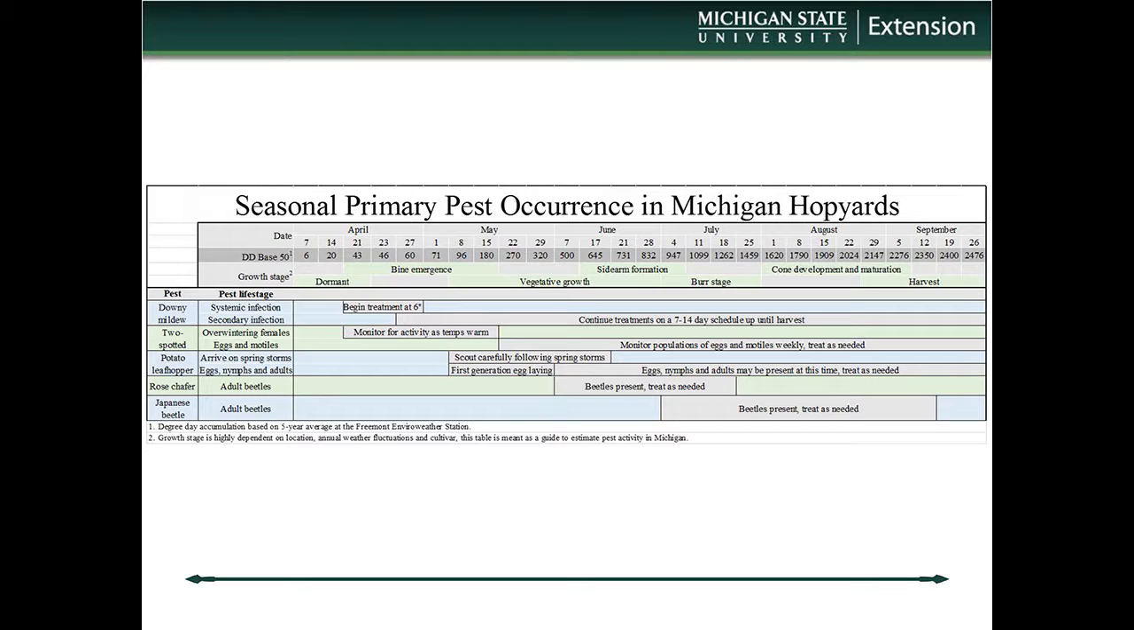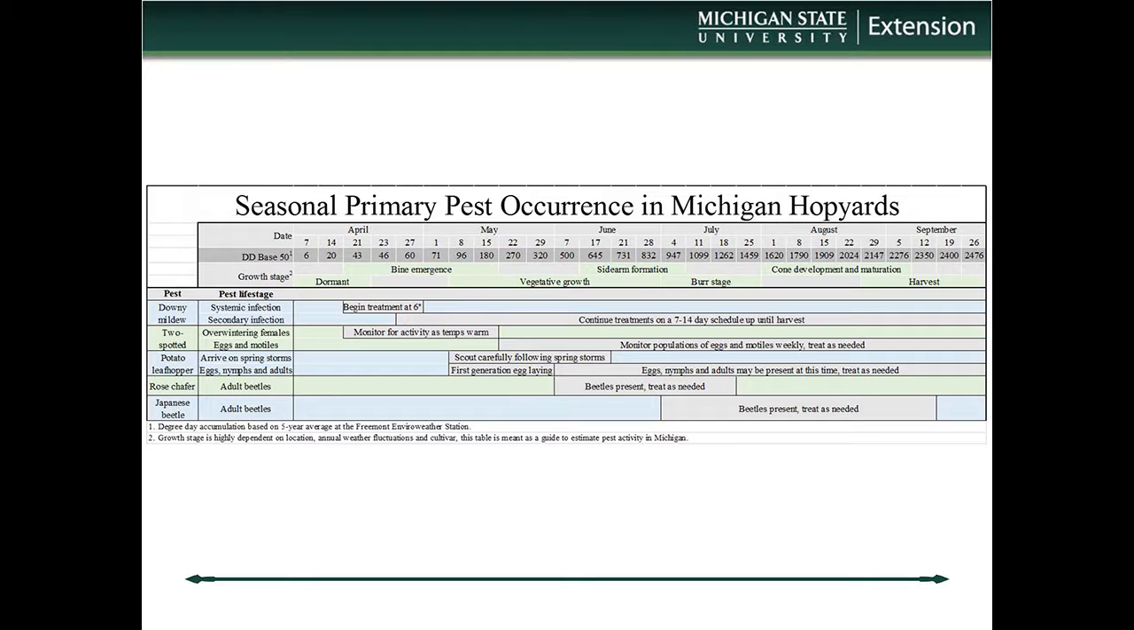Potato leafhopper, we scout carefully following spring storms. Potato leafhopper don't overwinter in Michigan. I'm guessing they don't overwinter here either. Is that correct? Do you guys know? Yeah, it gets pretty cold, so they actually are residents in the Gulf states, but those storms that sweep up actually carry adult potato leafhoppers, and they're essentially deposited in our fields as those spring storms roll through. So that's when we emphasize scouting for those, following those spring storms.